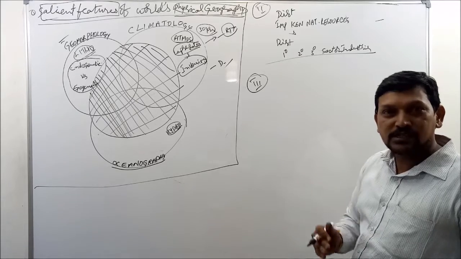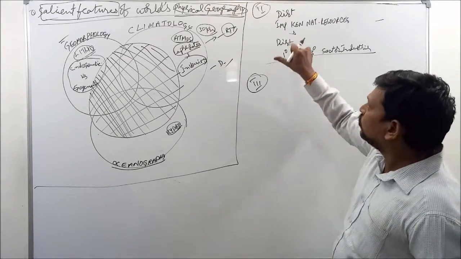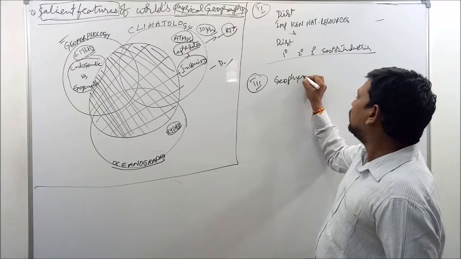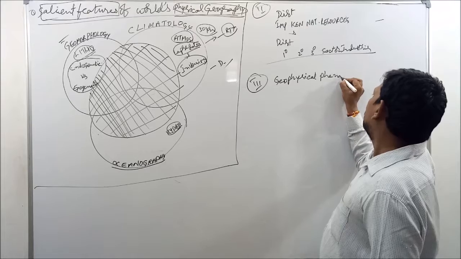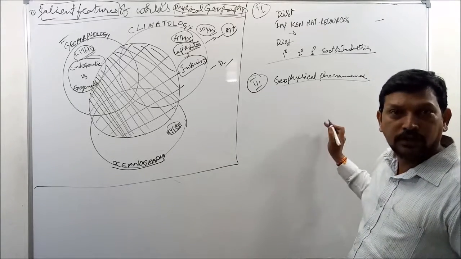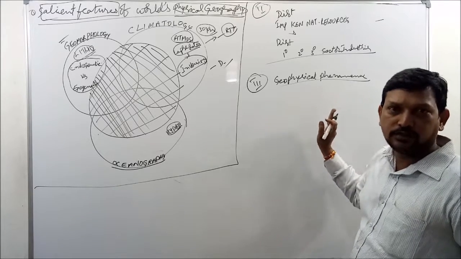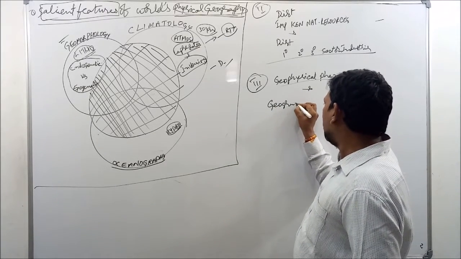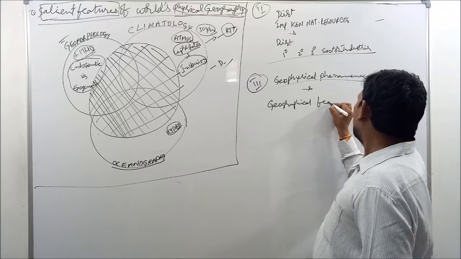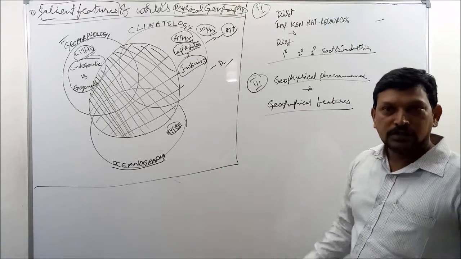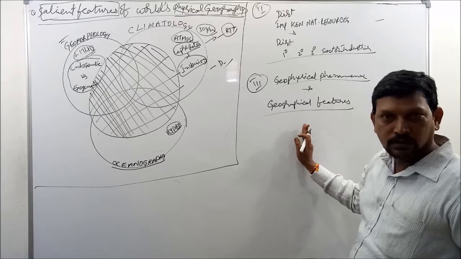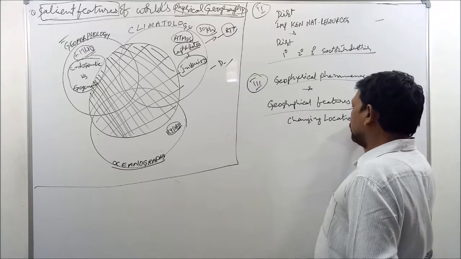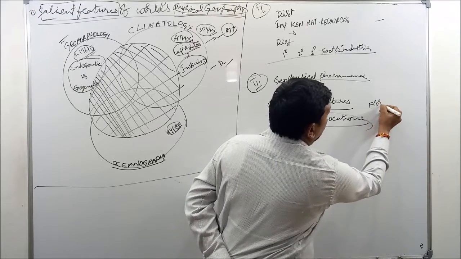For the past few years, UPSC has been concentrating more on this area with respect to both the first and second topics, that is geophysical phenomena such as tsunami, earthquake, volcanism, drought, floods, and geographical features. This is very, very important. Geographical features such as flora and fauna, water bodies, and their changing locations. See here, the changing locations of flora and fauna.